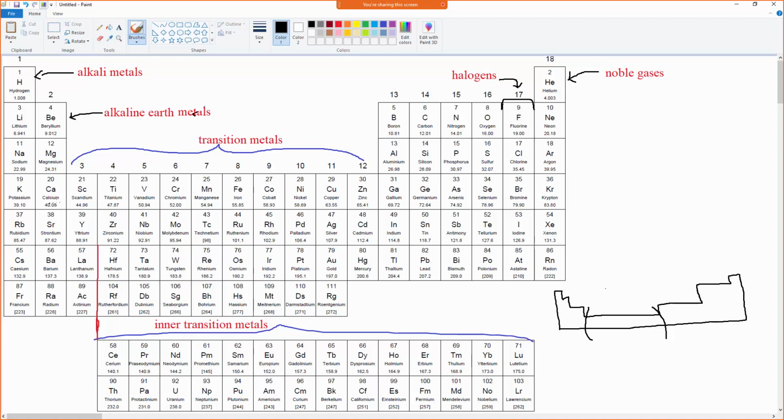The columns are groups. The rows are known as families. The columns are groups. The group name of noble gases, halogens, alkaline earth, alkali metals, and then this whole group of transition metals and this whole group of inner transition metals.